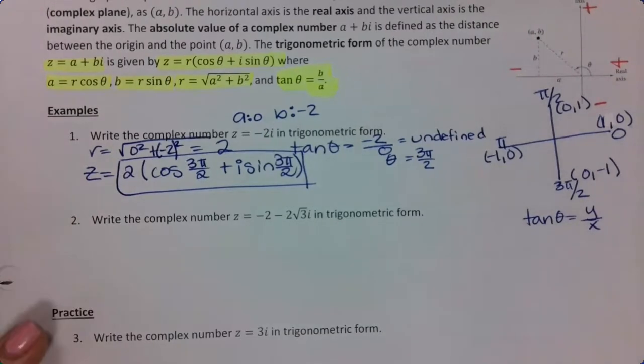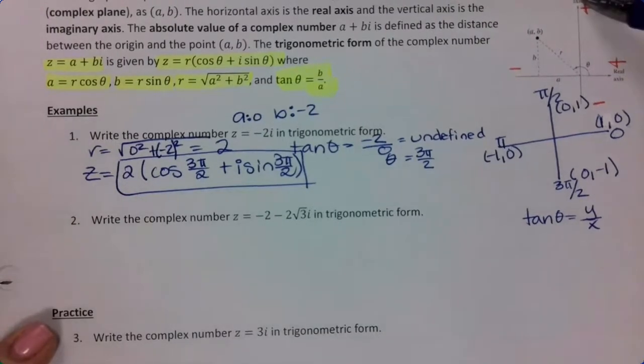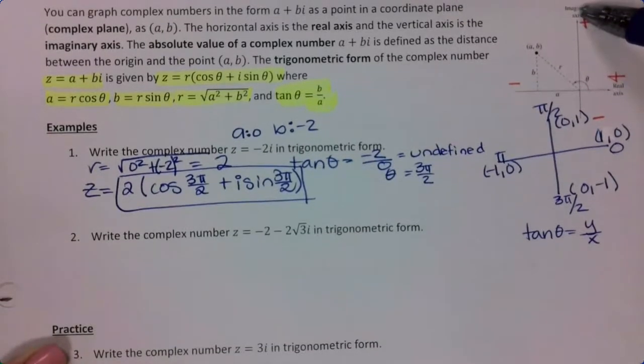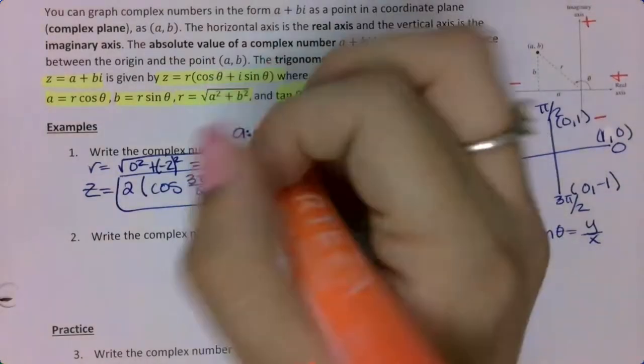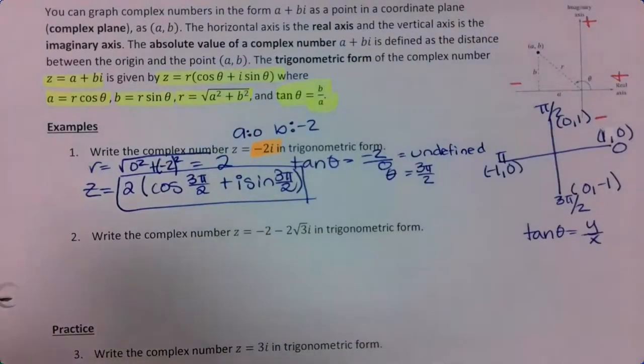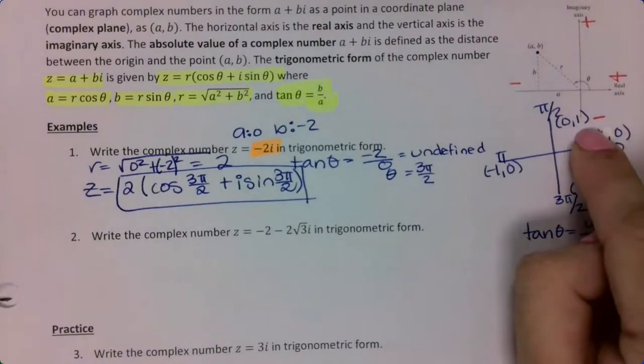Yeah, so just like on a normal number plane, the imaginary axis is positive up here, and it's negative down here. The number I was specifically looking at is negative 2i. So that means negative 2 imaginary. So that's why I picked the 3 pi halves, because that's where it made it negative.